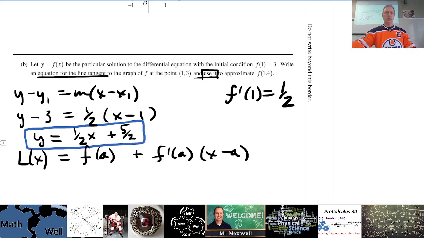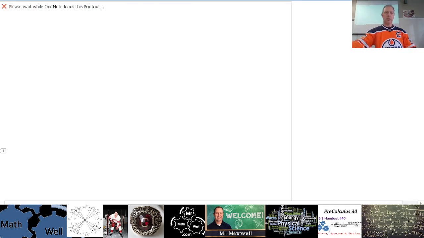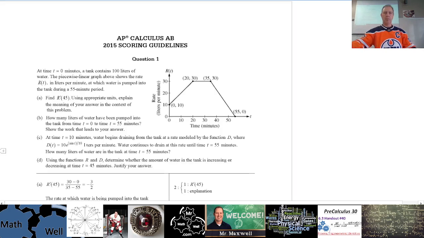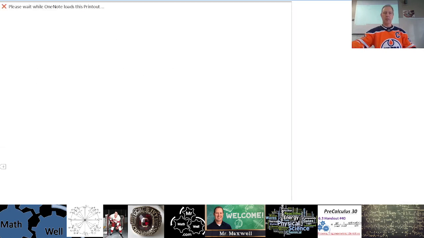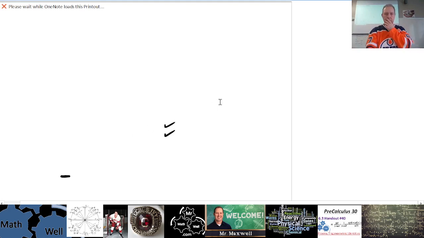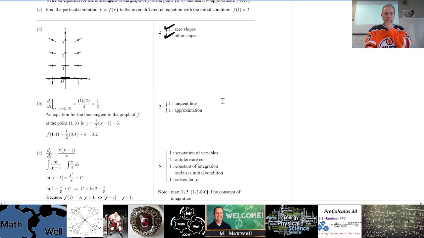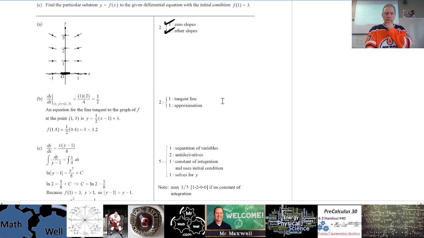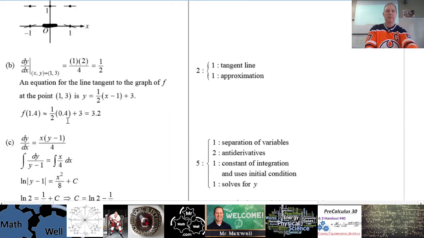The solution, now let me get back to the solution here. If I can find it, give me a second. What's that? Question number 1, 2, 3, 4? What are we? 4. Okay, yeah, so y equals 1/2 times x minus 1 plus 3. So we simplified that. Okay.